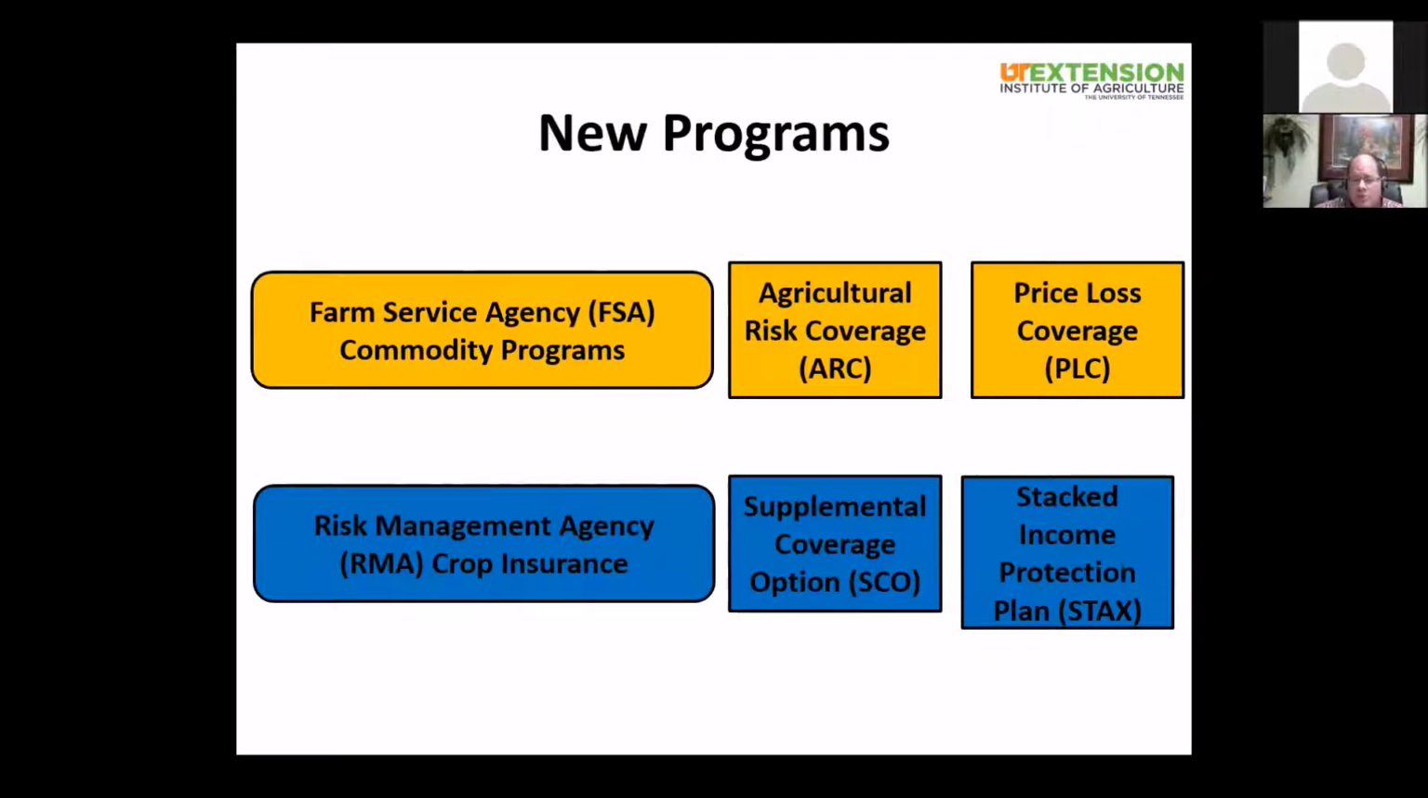Just to rehash what we have as far as this Farm Bill program: FSA, the Farm Service Agency, will administer ARC, which is Agriculture Risk Coverage, and PLC, which is Price Loss Coverage. RMA, the Risk Management Agency, will handle crop insurance. Not only do they handle the regular, traditional crop insurance policies you have, they also handle the supplemental coverage option, SCO, and STAX that we've been talking about. So that's all handled through RMA or your crop insurance agent.